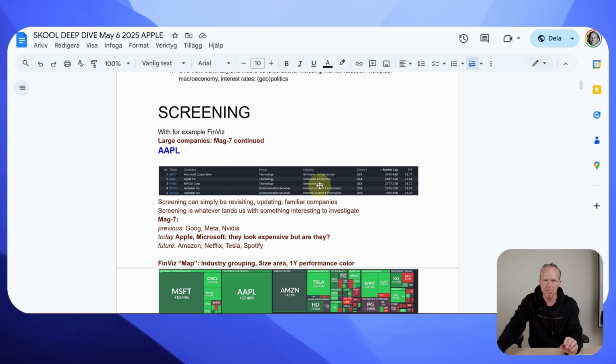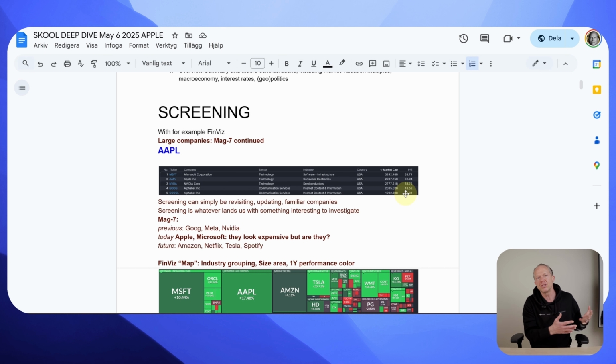Both Apple and Microsoft look pretty expensive. You can see here that they are trading at 31 and 34 times EPS. That puts a pretty high demand on their growth rates in order to grow into their valuation, so to speak.